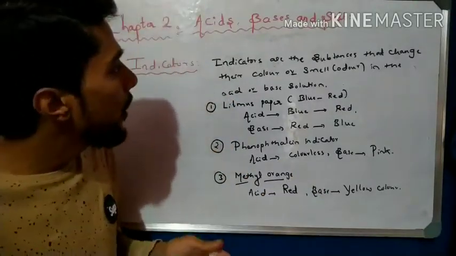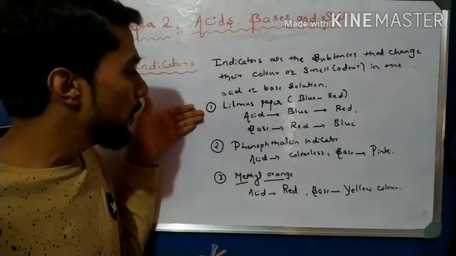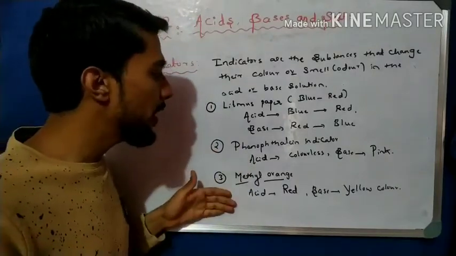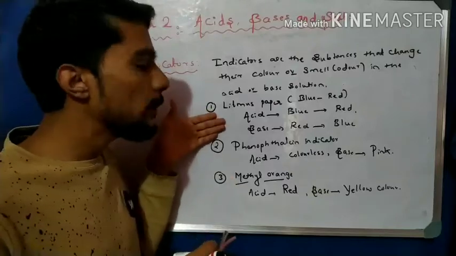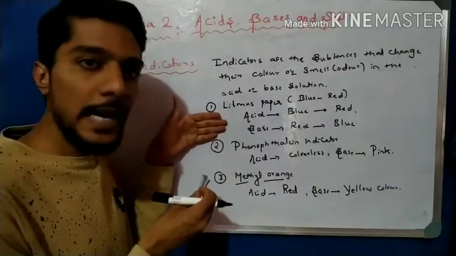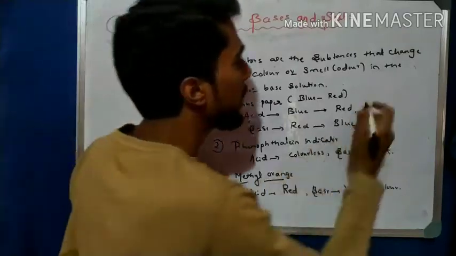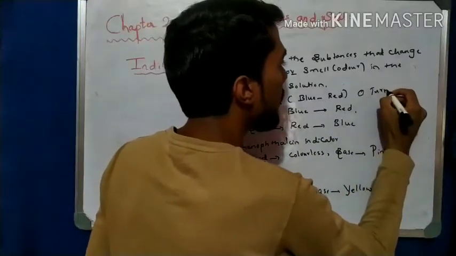Observe here the indicators: litmus paper, phenolphthalein indicator and methyl orange indicator. Litmus paper is a natural indicator, coming under the natural indicators. Also in natural indicators we observe turmeric powder.